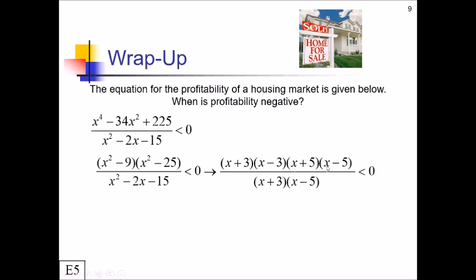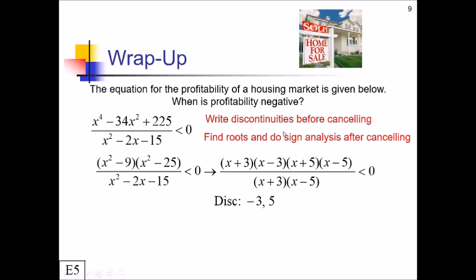So we have a whole bunch of factors here. Now, when I'm finding critical values, I'm going to write my discontinuities first before canceling out so that I don't lose track of them. So looking immediately in the denominator, I see I've got discontinuities at negative 3 and 5. And then I'm going to find my roots and do the sign analysis after I cancel out. So the x plus 3's can cancel, along with the x minus 5's. I'm just going to rewrite this and clean it up a bit. So that leaves me with x minus 3, x plus 5, all of that less than 0.